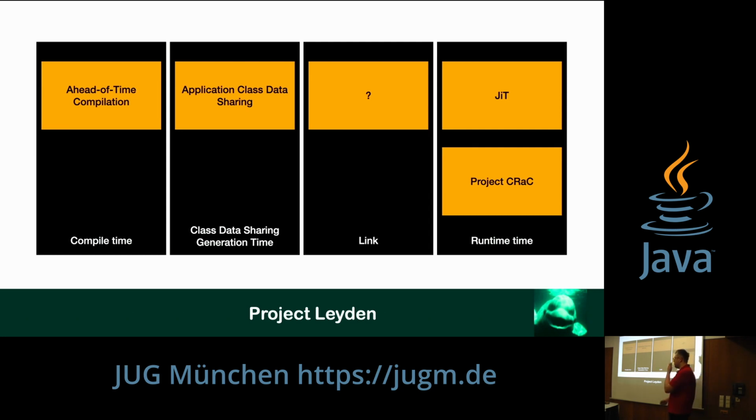Project Leyden decided to split the Java runtime process into 4 different phases. The first one is the compilation phase, so we are compiling our application. The next one is class data sharing generation time. So there is application class data sharing, which I was describing during my last presentation. I don't know if you remember, it was one of the things that I was describing back in November. Then you have a linking phase that is connected to modules.